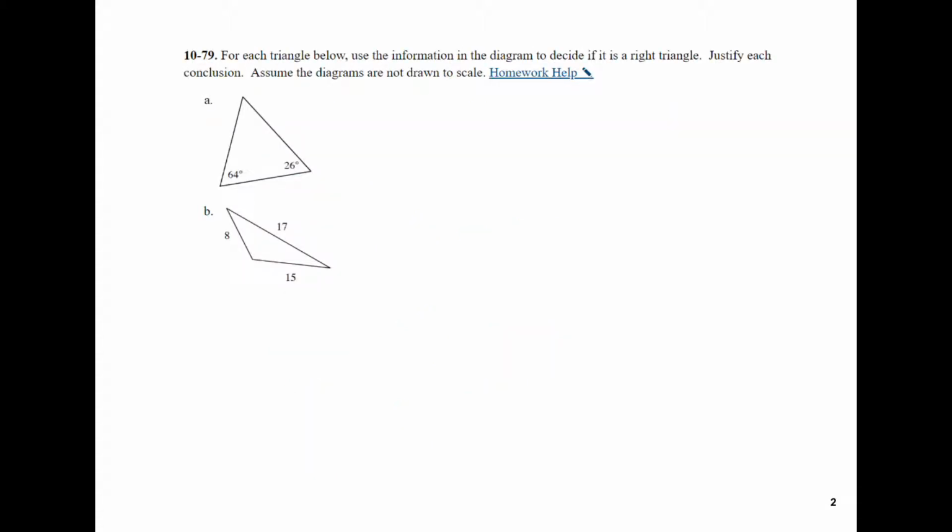10-79, for each triangle below, use the information in the diagram to decide if it is a right triangle. Justify each conclusion. Assume the diagrams are not drawn to scale. Well, looking at this triangle in letter A, I know that 64 plus 26 plus x should be equal to 180. So when I subtract 64 and 26, I get x is equal to 90 degrees. So this is a right triangle.